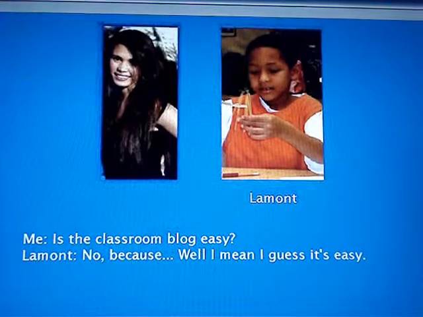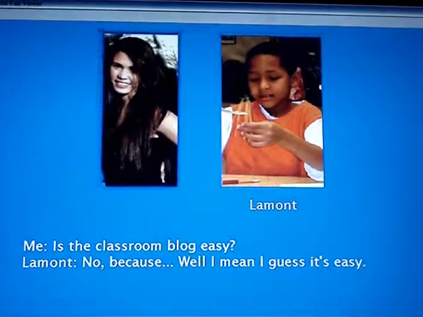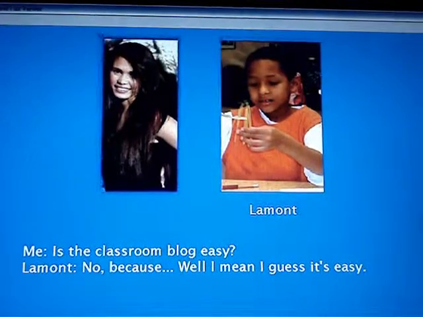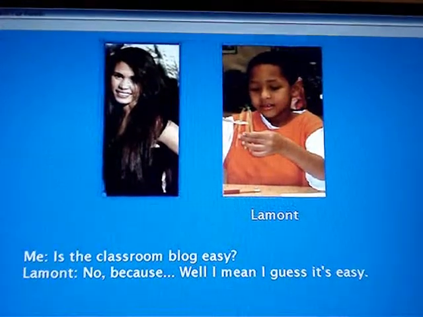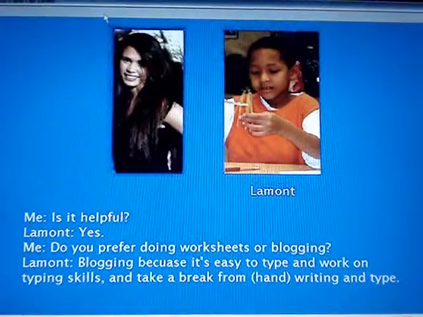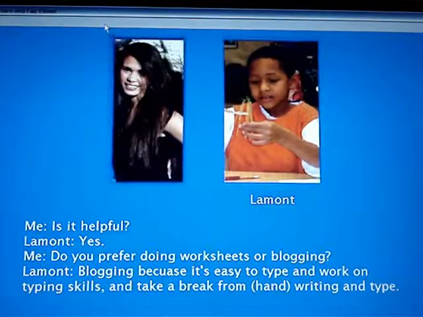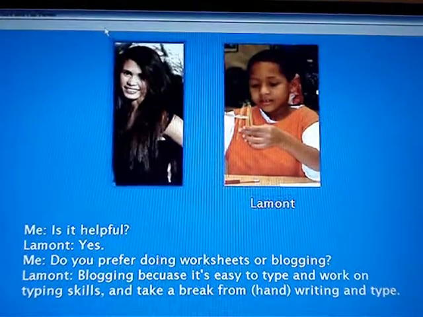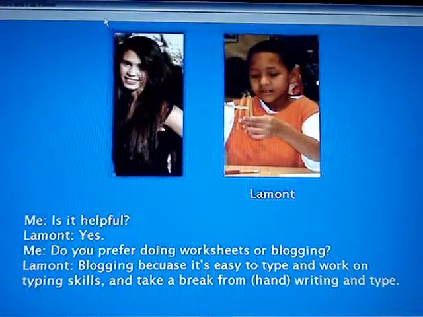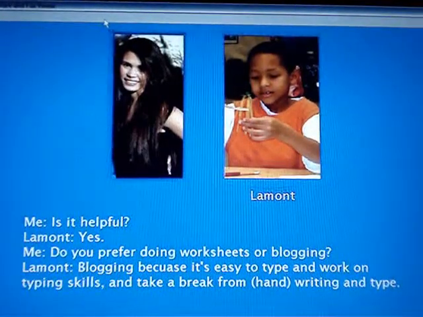Lamont, age 10. I asked him, is the classroom blog easy? Lamont said no because, I guess it's easy. Question 2. Is it helpful? Lamont said yes. I asked him if he preferred doing worksheets or blogging. Lamont answered blogging because it's easy to type and work on typing skills and take a break from writing and type.